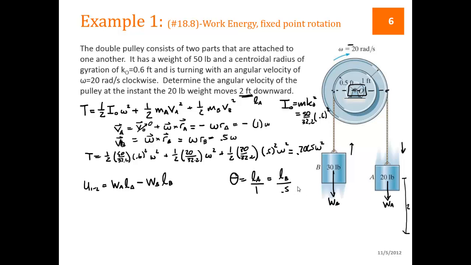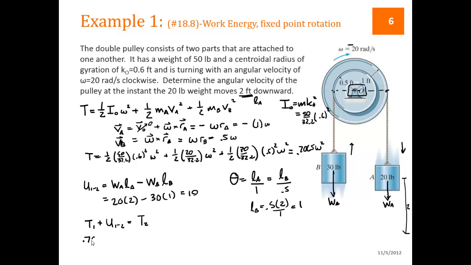One is positive, one is negative, but the signs are already incorporated in our work expressions over here. So we get that if LA is 2, LB is 0.5 times 2 divided by 1, which is 1. Then we can plug that in over here. WA is 20 times 2 minus 30 times 1, which gives us 10. And we can apply our work energy: T1 plus U from 1 to 2 is equal to T2.